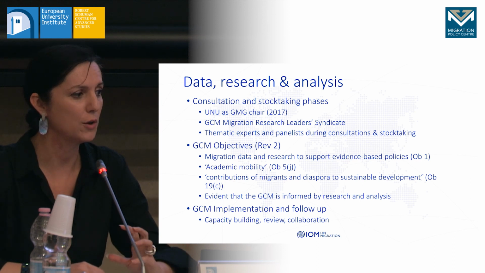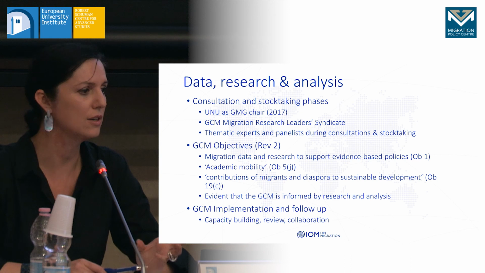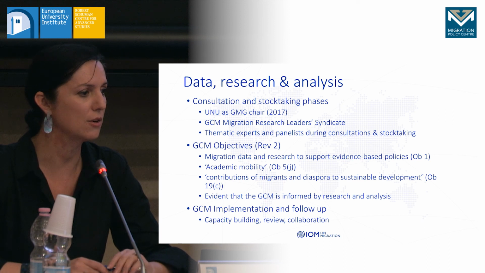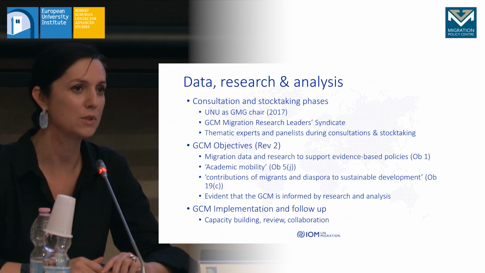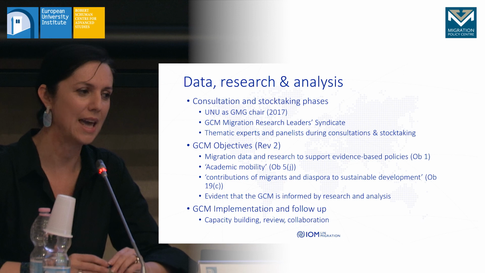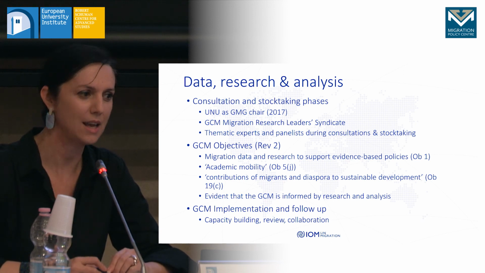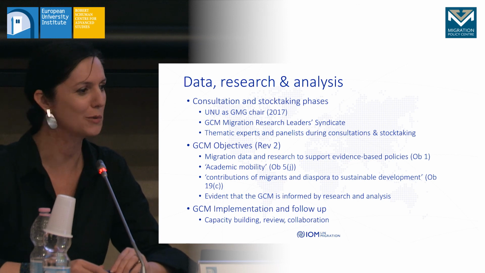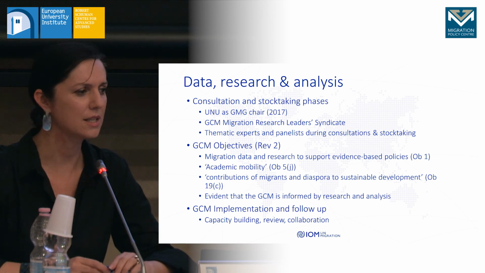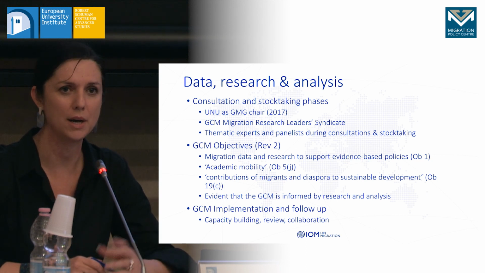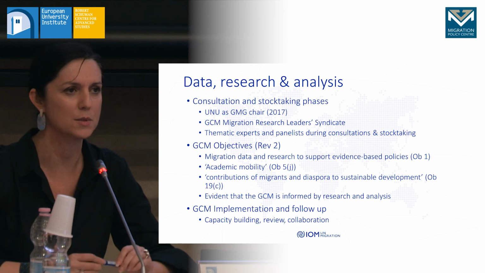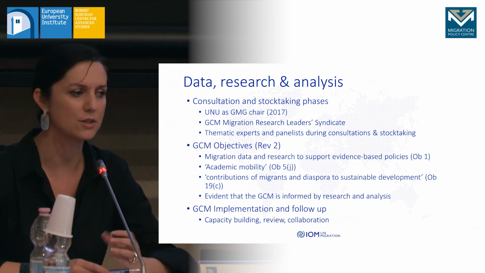In terms of the objectives, there are some very clear nods to data, research and analysis, and I haven't pulled out all of them, I've just pulled out the main ones. Migration data and research is objective number 1, which I find very interesting. I've worked in migration for too long, and I normally find that at the end. It's usually objective 22, 23. So it's really good to see the data and research aspects right up the front. There's an interesting one on academic mobility within the regular pathways section. And then there's quite a strong focus on contributions to migrants and diaspora, and the knowledge and the research and analysis to support that.